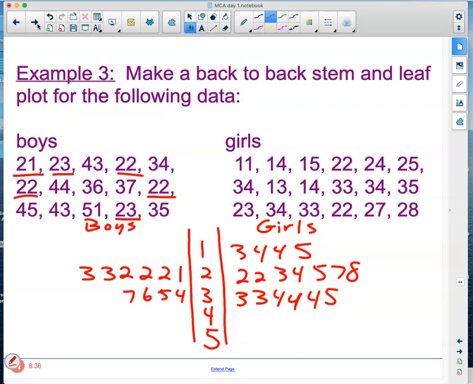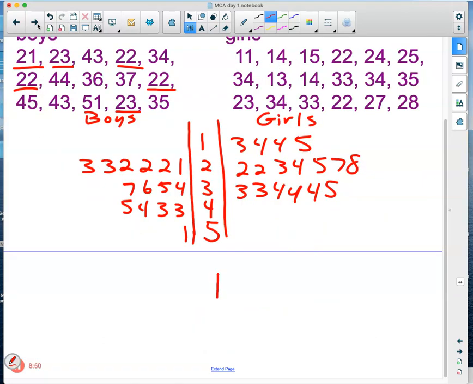And anything for the 40s, 3, 3, 4, 5. And for the 50s, we have a 51 for the boys. And then you have to make a key, and you have to represent everything that you would possibly see up here. So a good choice would be something using the 20s or the 30s.